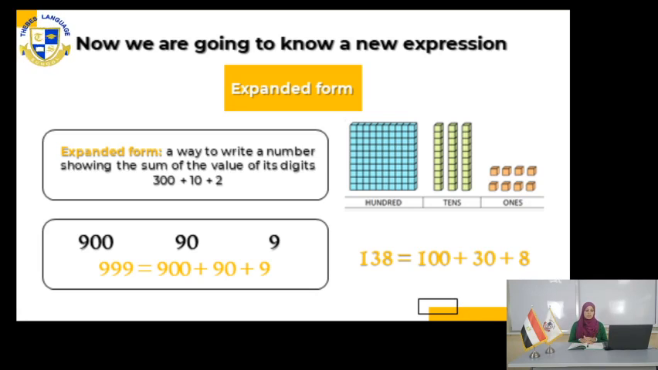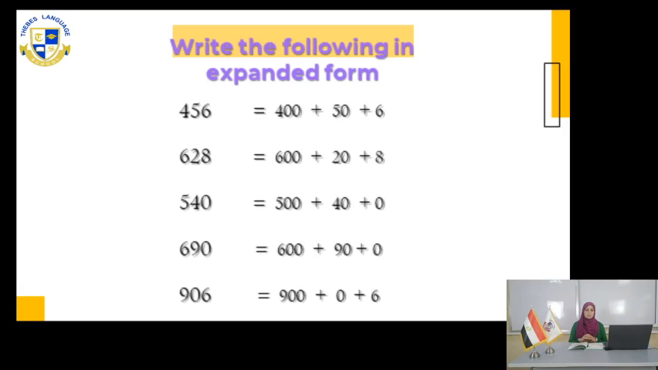In the next page, you have some examples for the expanded form. 456. How can you break this number into many additions? 400 plus 50 plus 6. The other example, 628. 600 plus 20 plus the ones is 8. 540. You have 500 plus 40 and 0 in the ones. You have no ones.